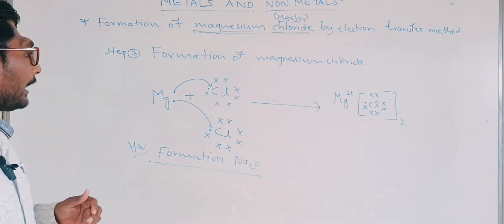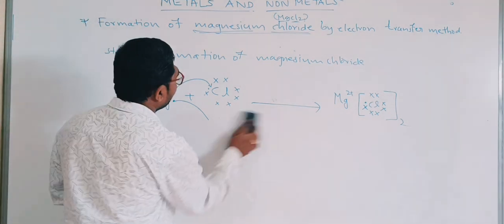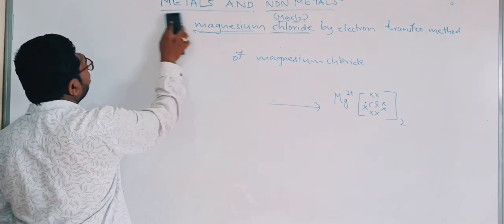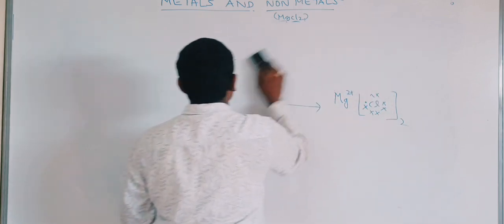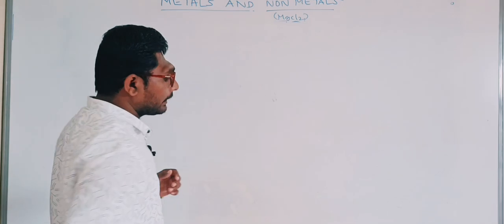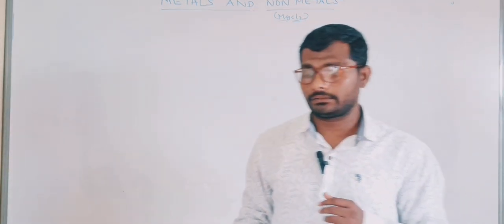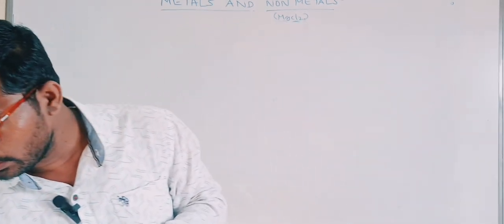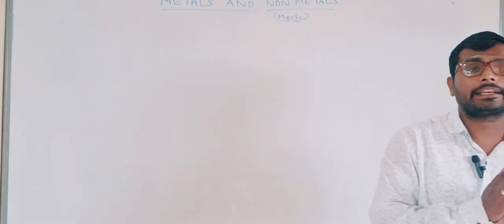Okay, I'll wrap this up and go to the next topic. This is very important: the formation of magnesium chloride by the electron transfer method. Sodium chloride and magnesium chloride, both are very important. Take the next heading, properties of ionic compound.